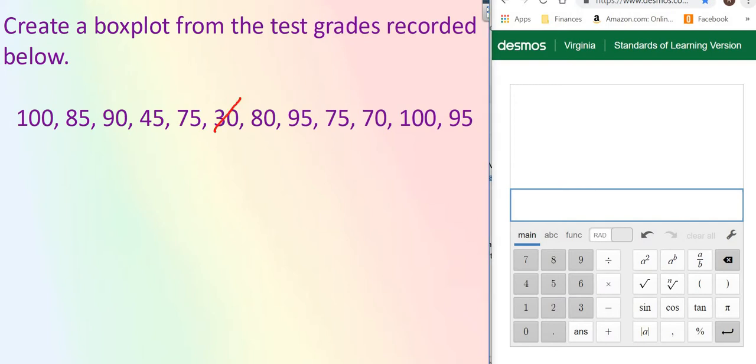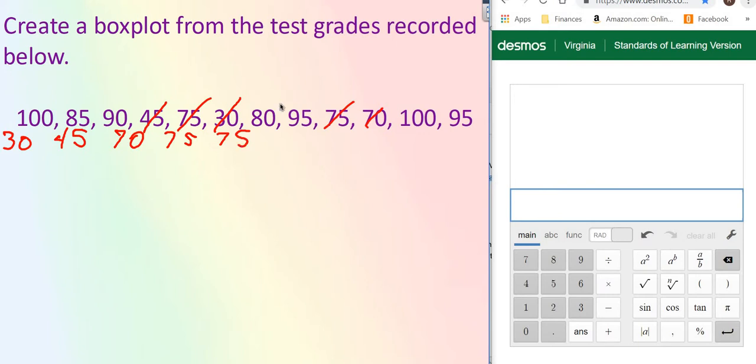So we're going to start with 30. Then I'm going to look through. I see a 45. The next grade I see is a 70. The next one I see is a 75. So we're going to write both of those down.